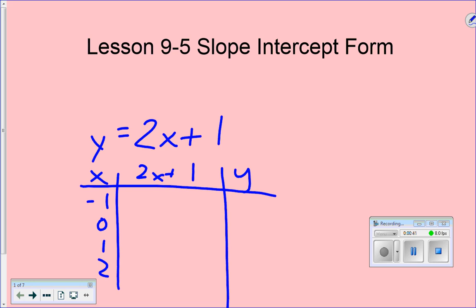Okay. This is what I'm going to do today. I'm going to show you how to graph this without making the table. Okay? It's actually very simple. You just have to know how to do it. So we're going to graph this without making the table today. All right. See what I'm talking about?